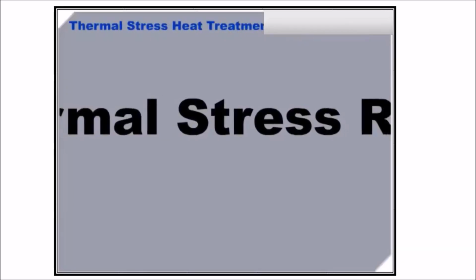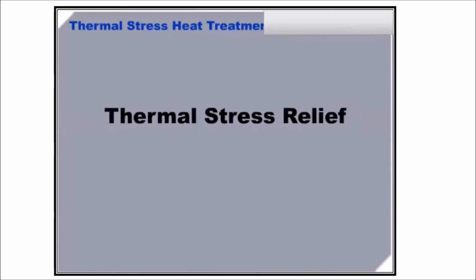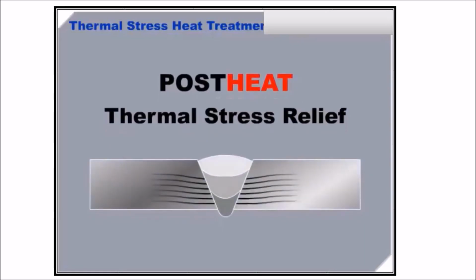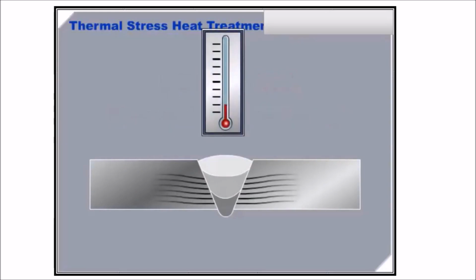The final heat treatment to be discussed is thermal stress relief, which falls under the category of postheat treatment. This was discussed earlier as a method to reduce the amount of residual stresses which are present following welding. Thermal stress relief is done at temperatures below the lower transformation temperature of 1,333 degrees Fahrenheit.